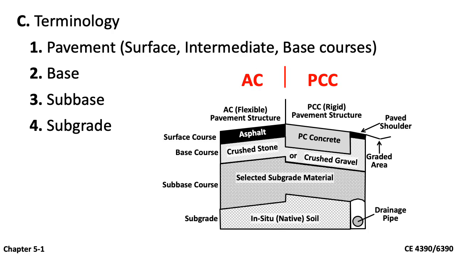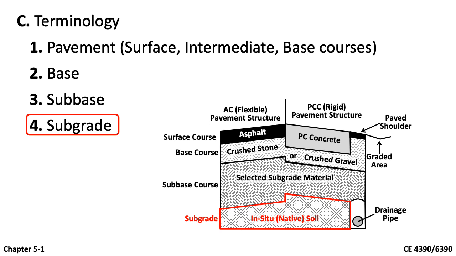Section C. Let's learn some terminologies. The figure down here shows the cross-section for two different types of pavement. The one on the left is called asphalt concrete, or AC. It is also known as flexible pavement structure. The one on the right is called Portland cement concrete, or PCC, which is commonly known as rigid pavement. A pavement structure is typically composed of many layers, each of which is made of a certain type of material. As you can see in the figure, AC and PCC are composed of the same types of layers, except for the top surface layer. Now, let's learn the terminologies of those pavement layers.